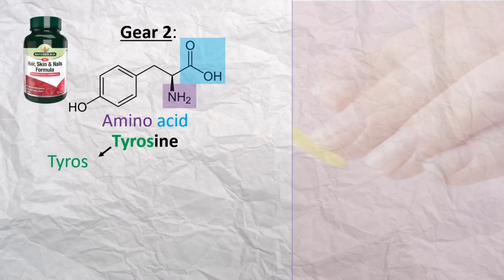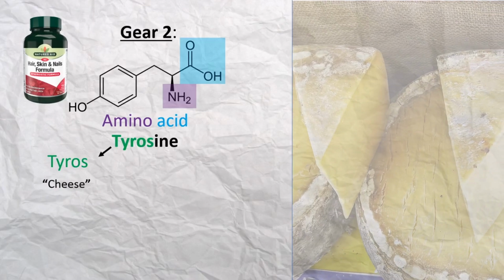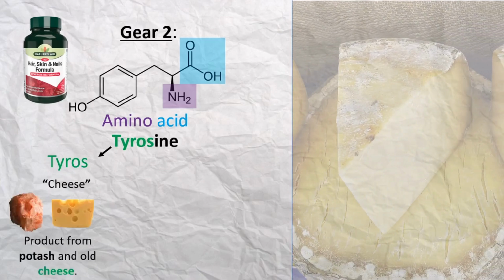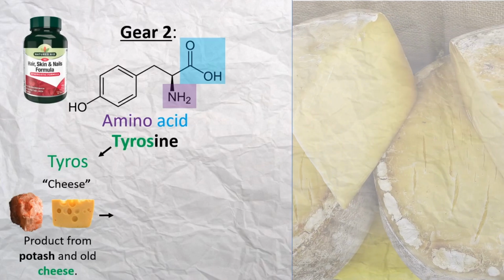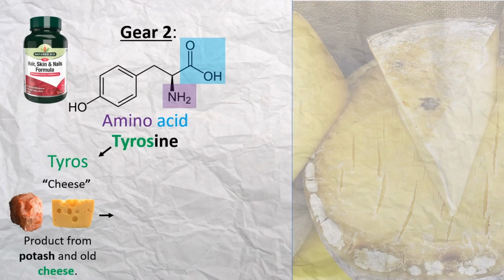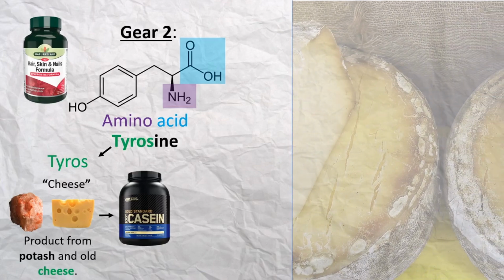As you've probably guessed, tyrosine shares its root with Tyros for cheese. And that is because it was first isolated in a reaction between potash and old rancid cheese. Cheese is generally made from cow's milk. 80% of cow's milk is a protein called casein. Casein itself comes from a Latin word for cheese, which is caseus.